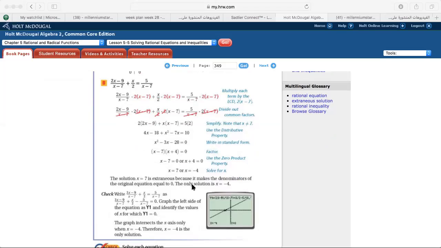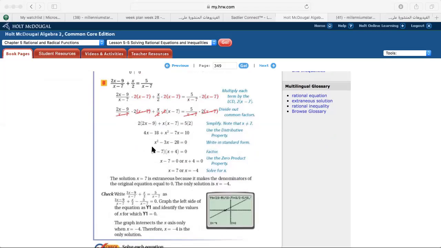Shall I stop here my answer? No. My answer now is incomplete. Why? Because 7 and negative 4, maybe one of them will be extraneous. How will I decide if it is extraneous or not? By substituting them in the original equation and checking my answer.